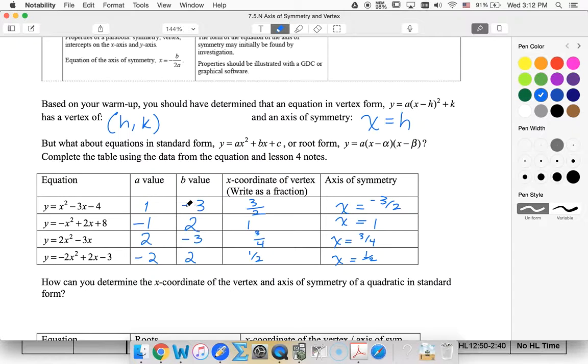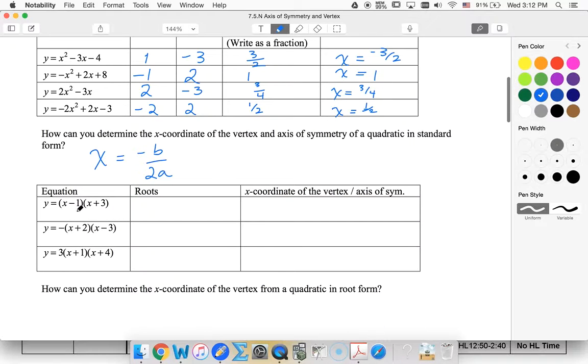All of these numbers end up being the opposite of this value over 2 times the A value. So I can use x equals -b/2a to find the x-coordinate of the vertex, and this is also the axis of symmetry. So if I'm in standard form, that's what I'm going to use.